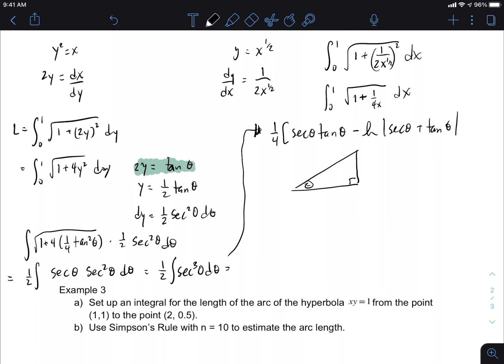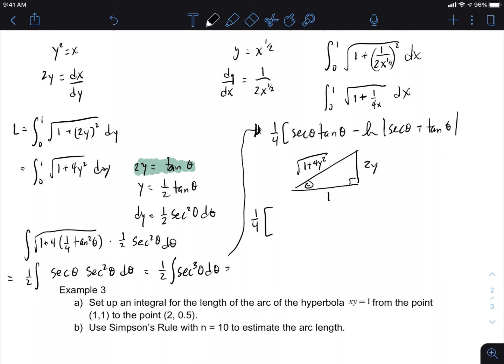So tangent theta is 2y over 1, right? So tangent is opposite over adjacent. So this will be 2y. This will be 1. And this up here will be the square root of 1 plus 4y squared, right? Do we agree? Yes. Okay. So then from here, I'm going to get 1/4.